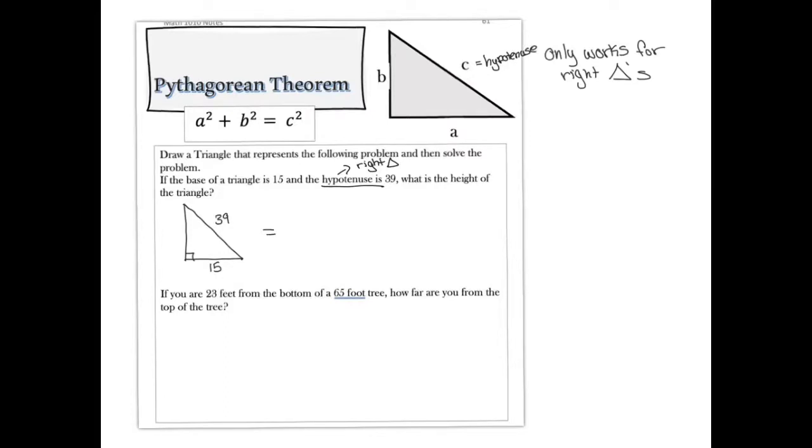Then what we can do here is we can say 15 squared plus b squared, which is our height on here. I know it seems counterintuitive because we got base and height, is equal to 39 squared. So 15 squared is equal to 225, so we're going to subtract 225 from both sides. And we get b squared is equal to 39 squared minus 225, which is equal to 1,296. Then we're going to take the square root.